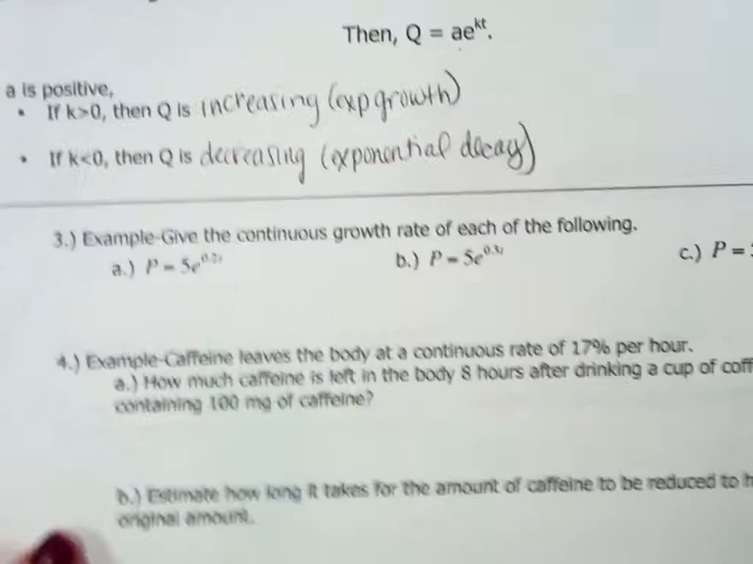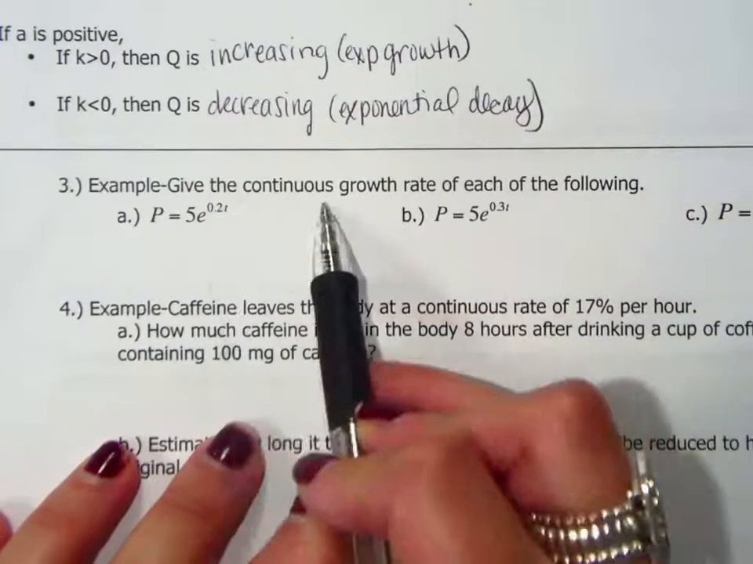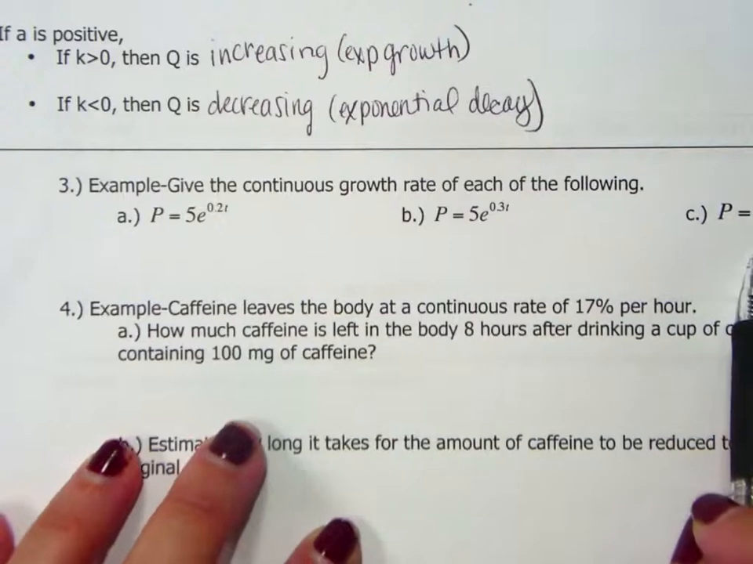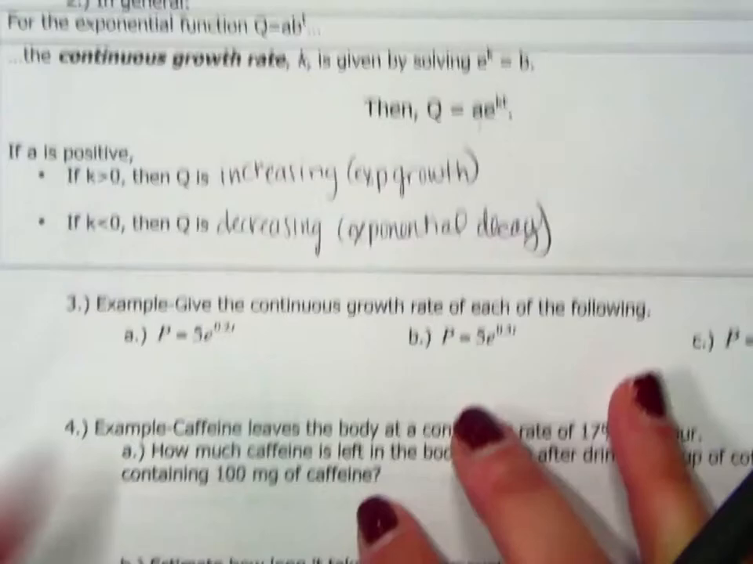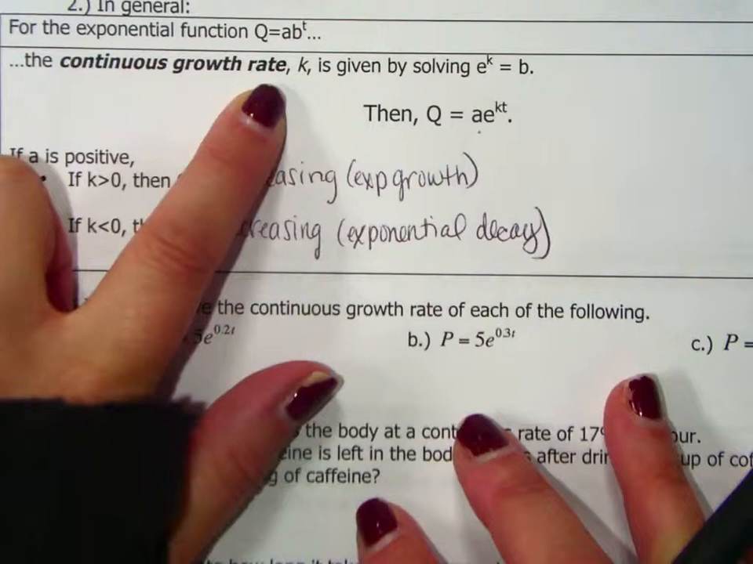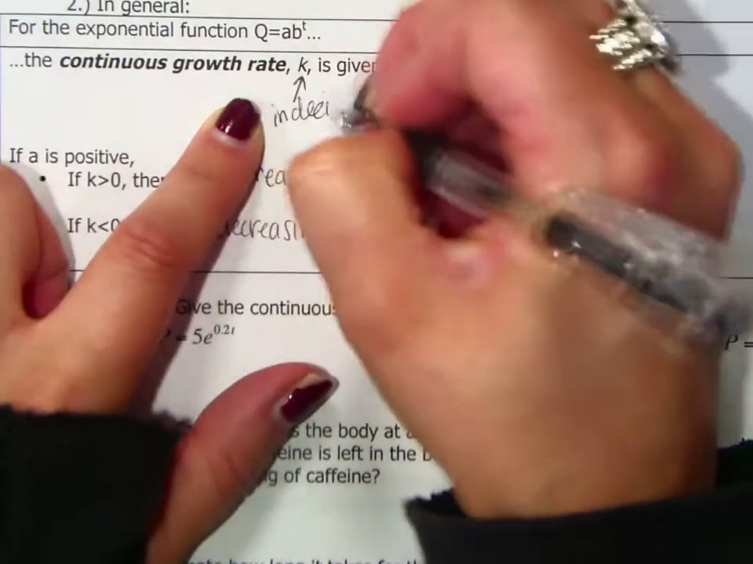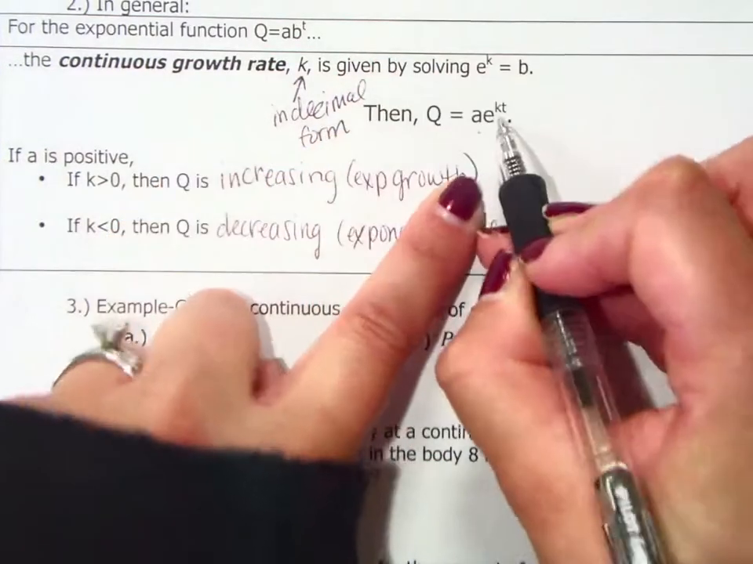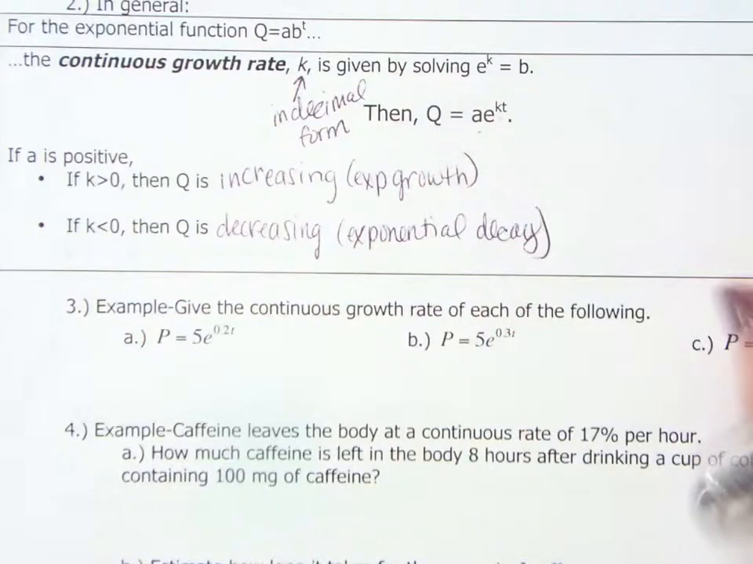All we are going to do on these next 3 examples is give the continuous growth rate from these 3 functions, okay? So this is just getting you used to the different notation. Remember that k is your continuous growth rate, and this is in decimal form, okay? So that value of k is your growth rate in decimal form.